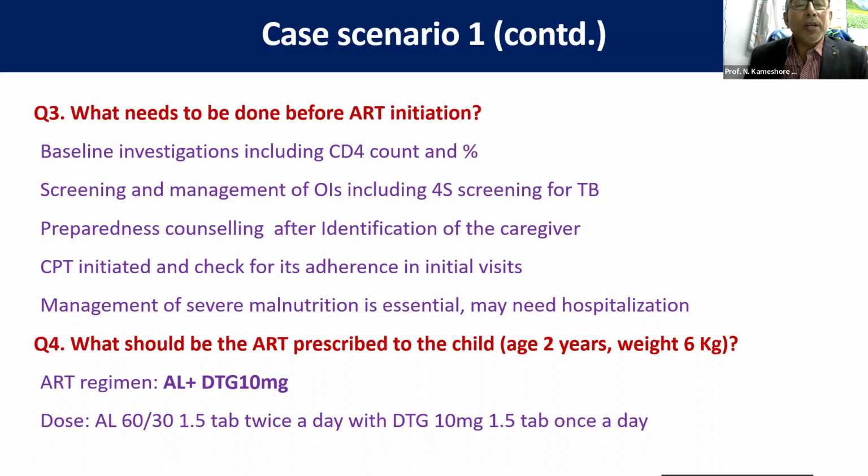Then question number 4: let us see what ART is to be prescribed in this index case. That is 2 years, weight 6 kg. So the weight is less than 20 kg. We will give DTG 10 milligram and abacavir and lamivudine. The dose is abacavir lamivudine 60 by 30 milligram tablet, one and a half tablet twice daily, and dolutegravir 10 milligram, which is also 1.5 tablet, but once daily. So this is the ART of this child.